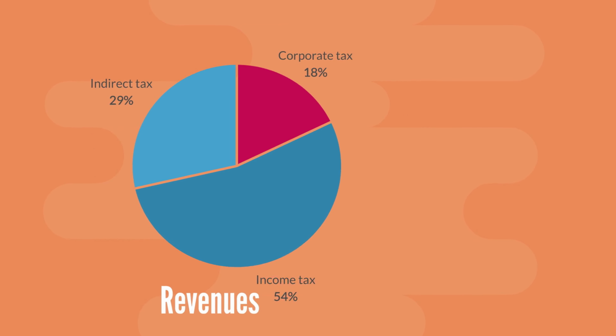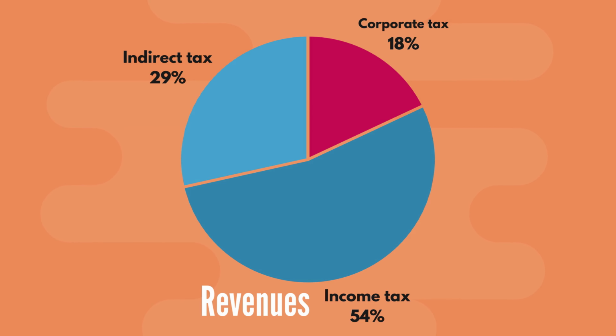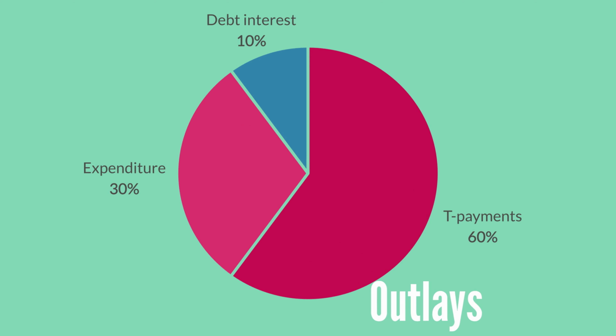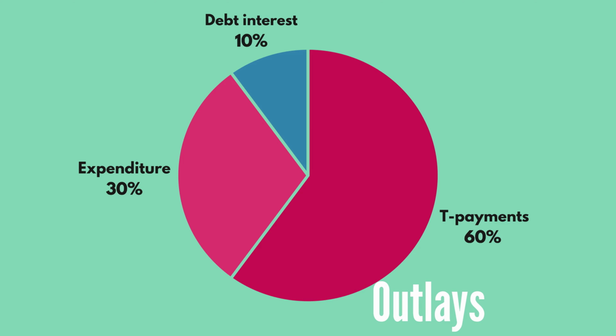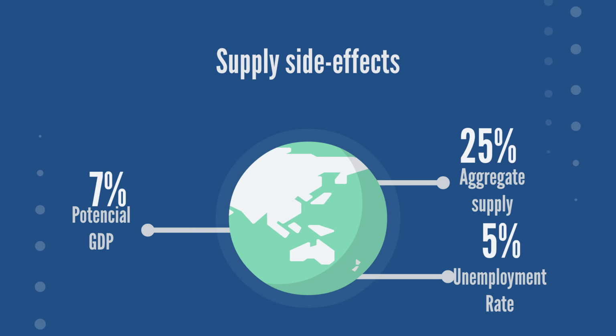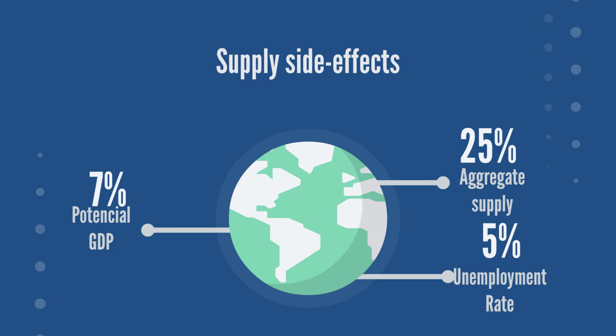Budget revenues come from personal income taxes, corporate income taxes, indirect taxes, and investment income. Personal income taxes are the largest revenue source. Outlays are transfer payments, expenditure on goods and services, and debt interest. Transfer payments, such as welfare, social security, and subsidies, are the largest item of outlays. Fiscal policy has important effects on employment, potential GDP, and aggregate supply, called supply-side effects.